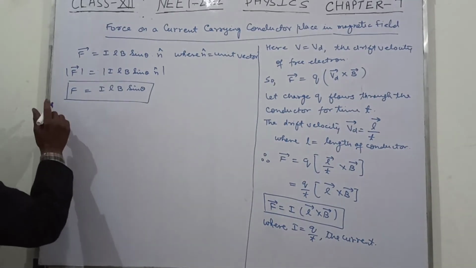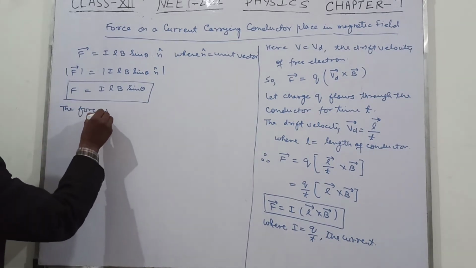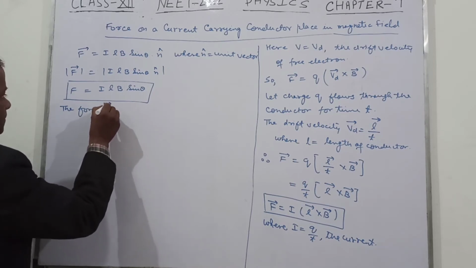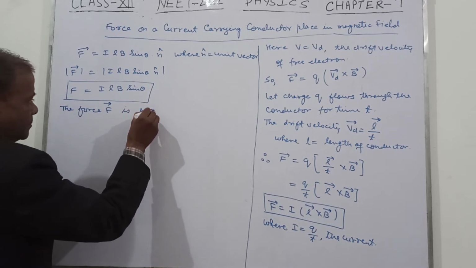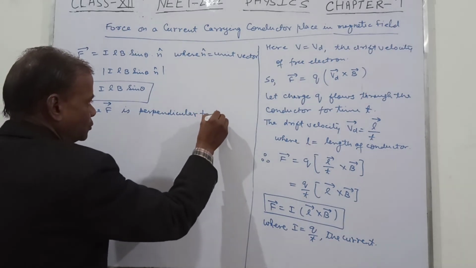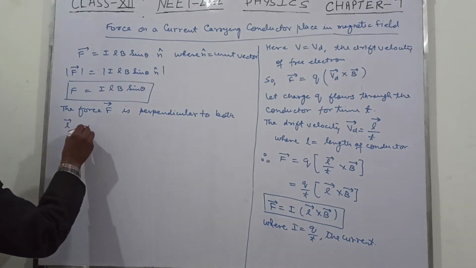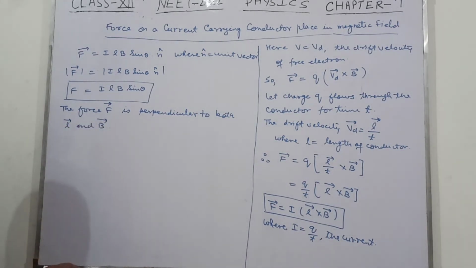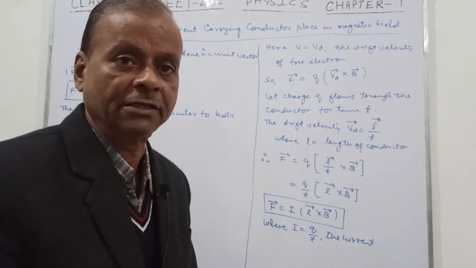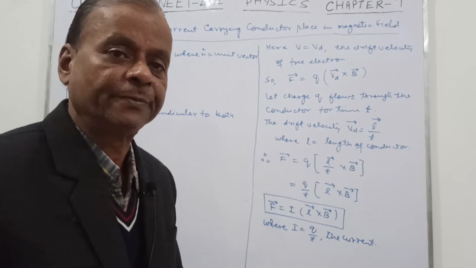So the force F is perpendicular to both L and B. It means that the angle between F and L is equal to 90 degrees, and the angle between F and B is also equal to 90 degrees. So they are mutually perpendicular. So F, L and B are all mutually perpendicular.